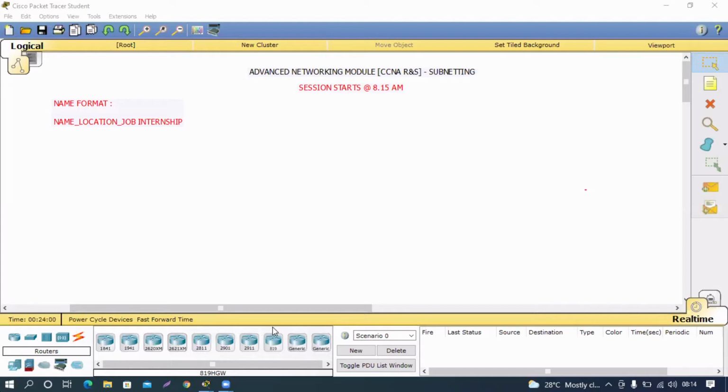Kuldeep. Yes, sir. Powers of 2. The powers of 2, 2 raised to 0 to 2 raised to 16. Tell me the powers of 2.